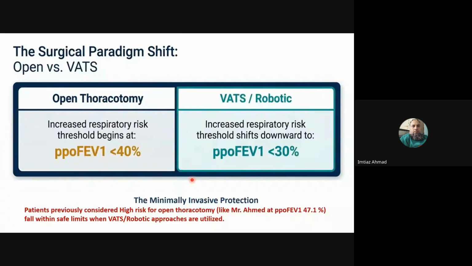Now, there is a surgical paradigm shift from open thoracotomy to VATS. In open thoracotomy, the increased respiratory risk threshold begins at less than 40%, while in VATS or minimally invasive surgeries, the threshold shifts toward 30%. So this increases the safety margin in cases of minimal procedures. This means patients previously considered high risk for open thoracotomy, like Mr. Ahmad, at a predicted post-operative FEV1 value of 47.1%, will fall in safe limits when VATS or robotic approaches are utilized.